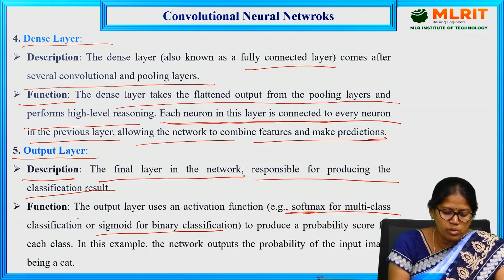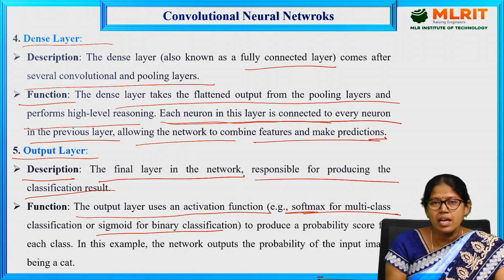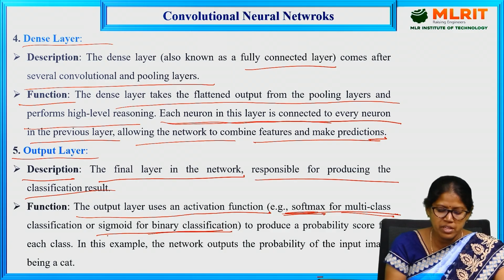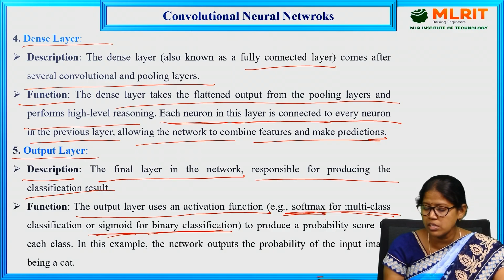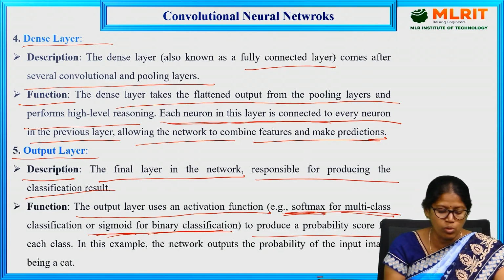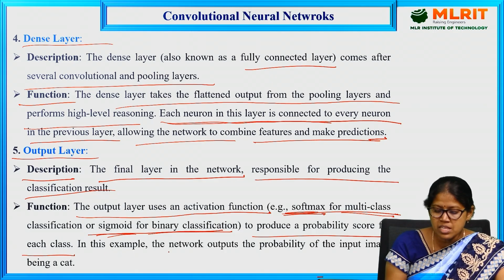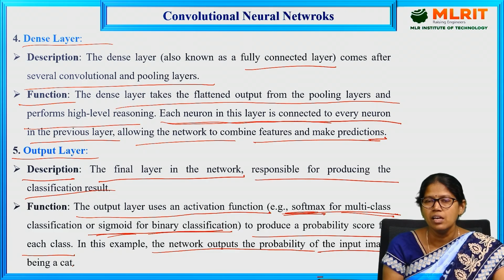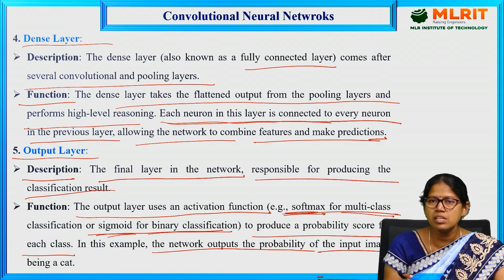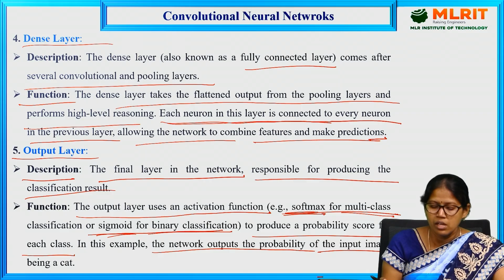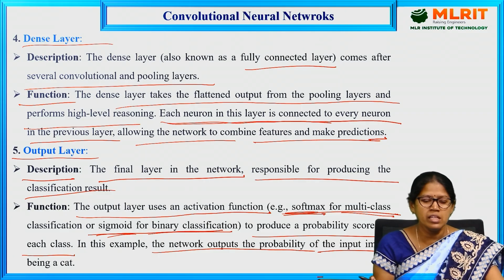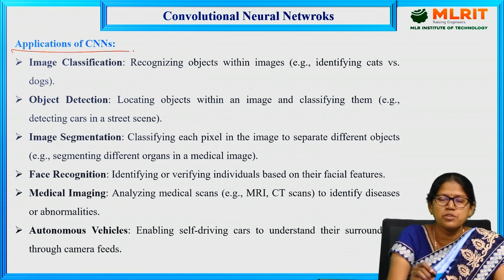Let's see the functionality overall. The output layer uses an activation function. If it is a multi-class classification, softmax is the activation function. If it is a binary classification, then sigmoid is the activation function to produce a probability score for each class. So in this example, the network outputs the probability of the input image being a cat. After connecting all the neurons, it will come to one result, saying that it is a cat. Okay, and then next we'll see what the applications of CNN are.